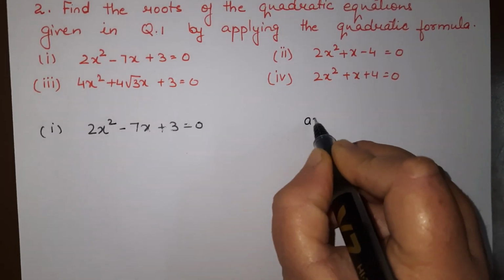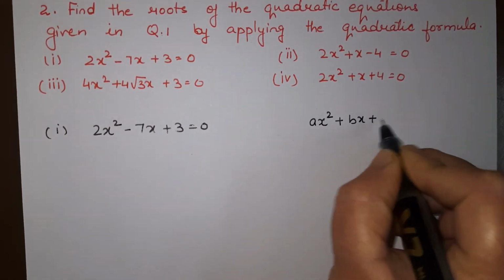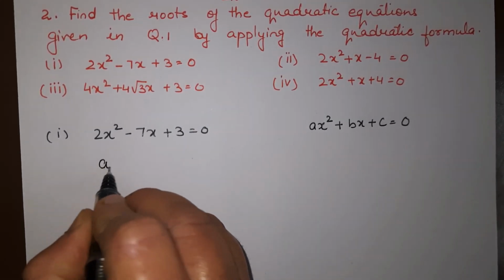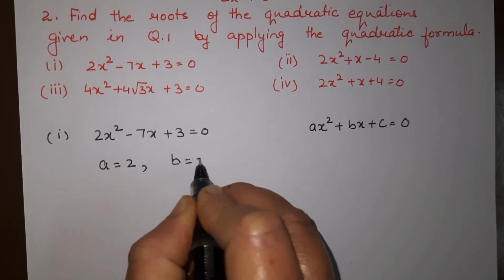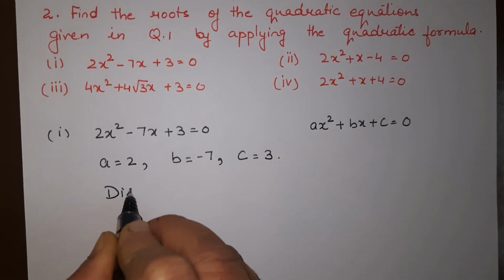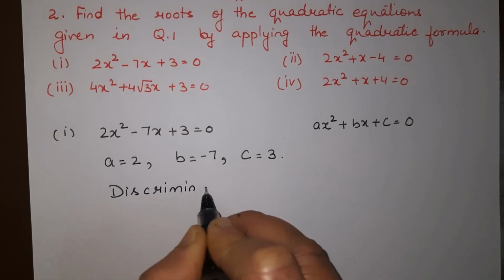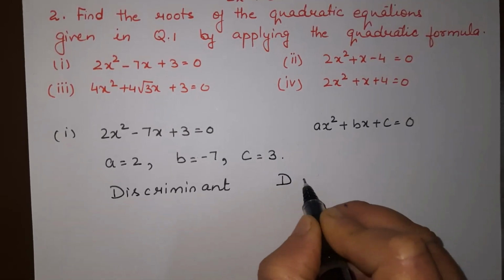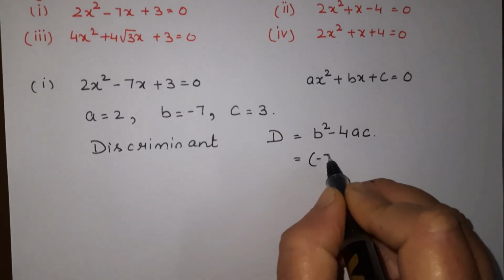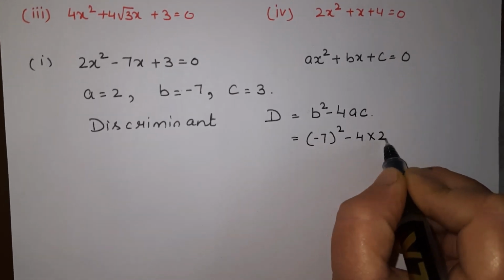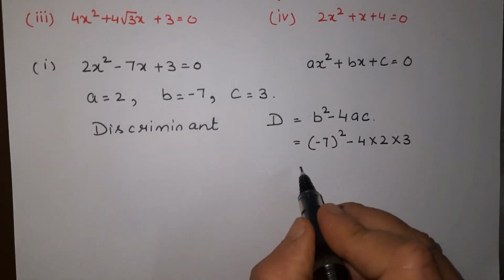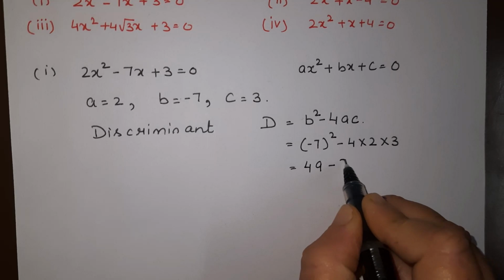Now the first thing that we have to do is compare this with this form of quadratic equation, and write the values of a, b and c. So we can see a is 2, b is minus 7 and c is 3. Now after this we have to find the discriminant. The discriminant, which we write as D, is given by b square minus 4ac. Now this is minus 7 square minus 4 into 2 into 3. I have just substituted the values of a, b, c from here. Now this is 49 minus 24.